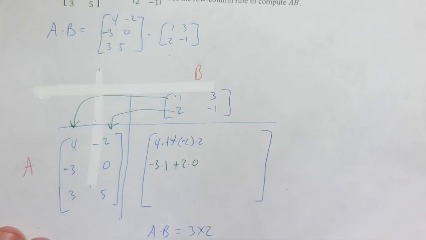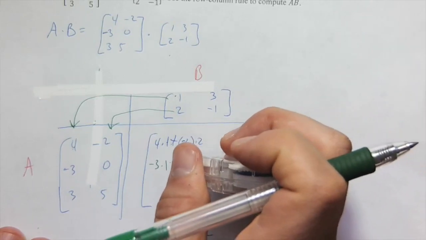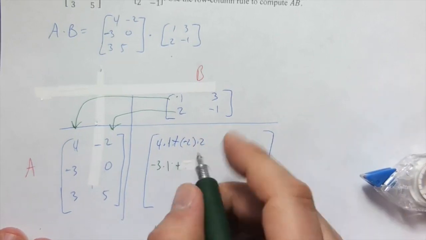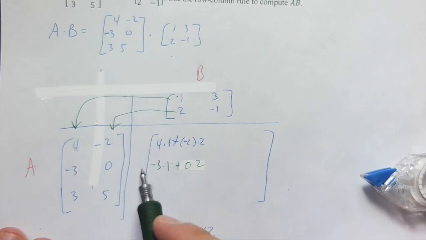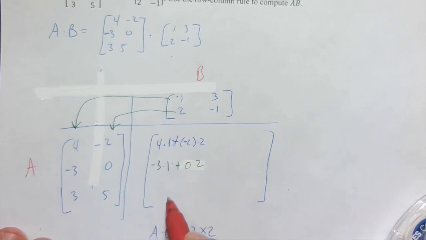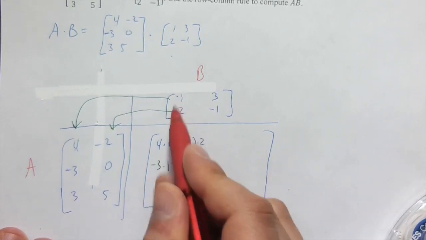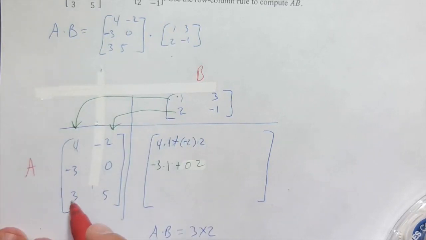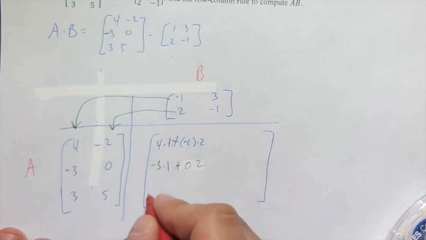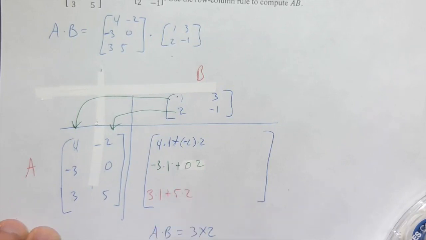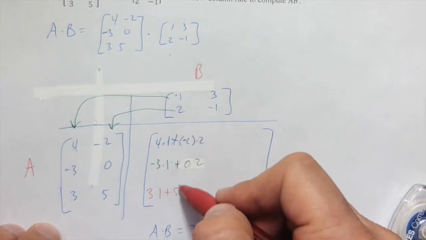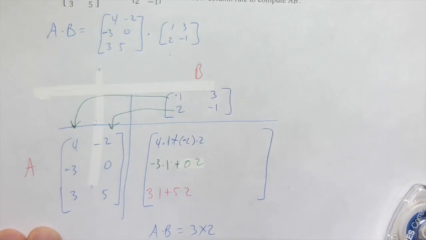Let me rewrite it just in the right order so that makes a little more sense to us. 0 times 2. And then the third entry here, this entry lines up with this row and that column. And so we dot this row with that column. So it's going to be 3 times 1 plus 5 times 2. And that's the first column of the product.